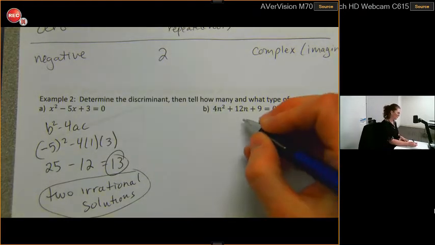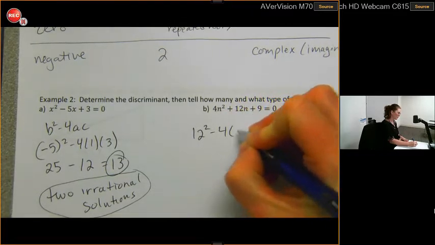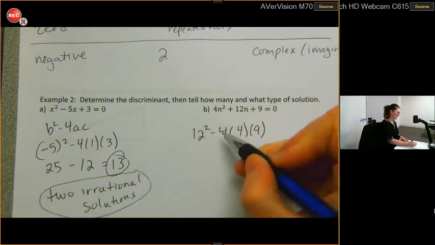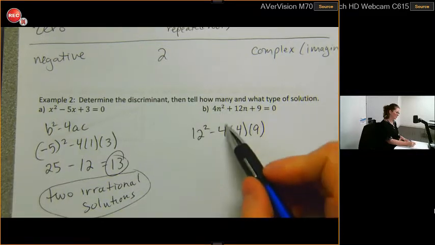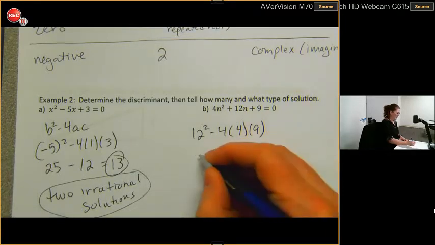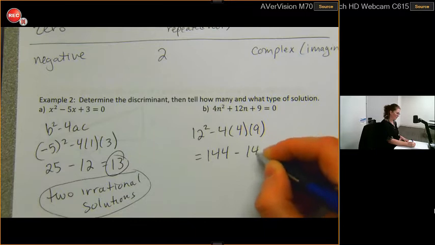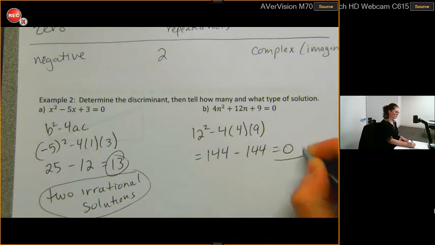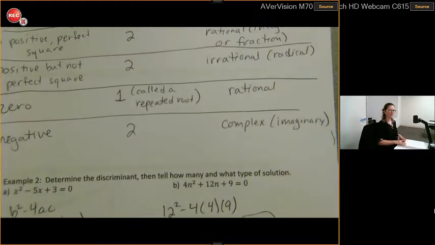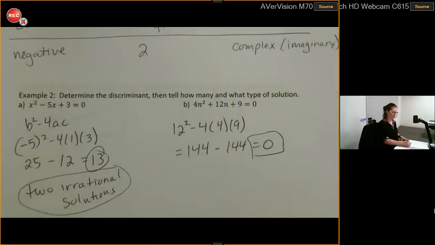On part B, finding the discriminant, we take 12 squared minus 4 times 9. That's 4 times A times C. Remember, this 4 here is part of the formula. And so I get 144 minus 144, which is 0. So the value of the discriminant is 0, which means I have one rational solution.